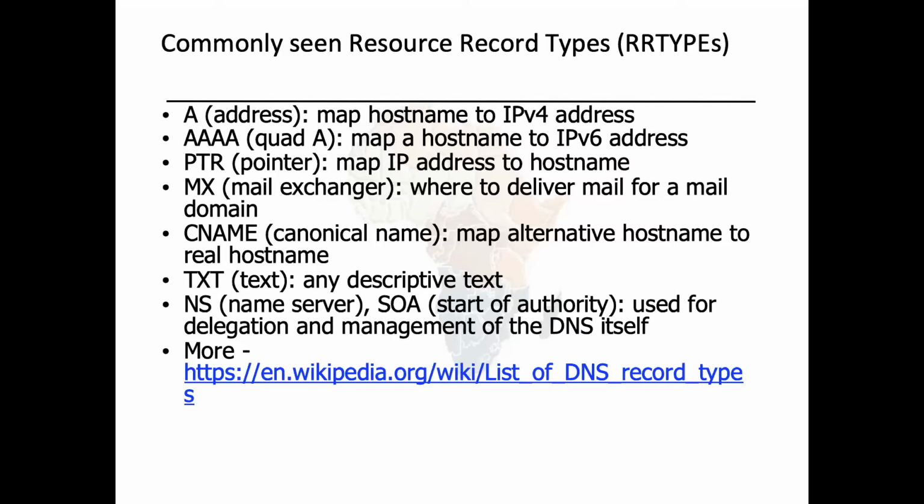Then you have your name server records, which specify your start of authority. We are going to talk about authoritative DNSs a bit, but just know that name server records store the servers that are authoritative for that domain, or servers that will answer on behalf of that domain.